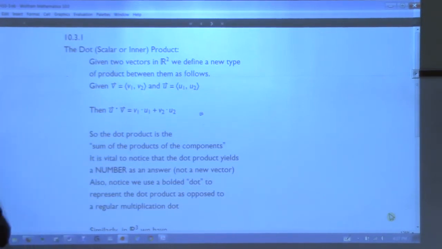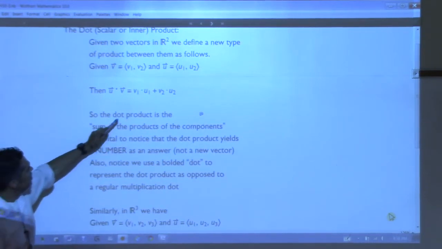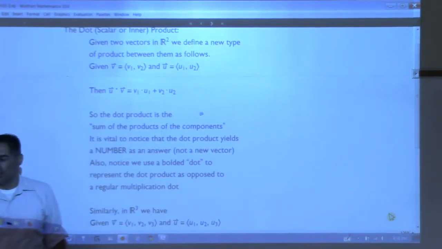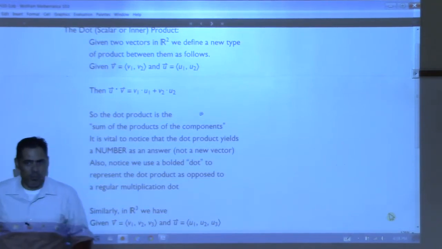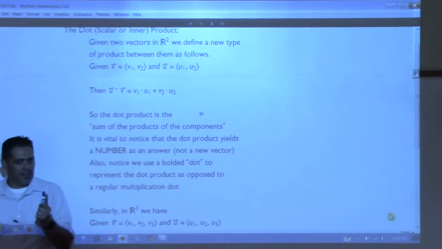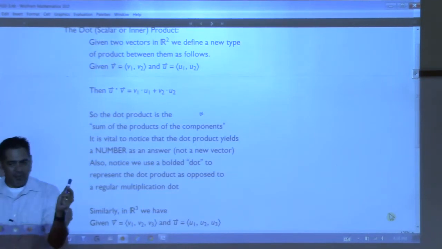So in actual mechanics, the dot product is super straightforward, right? Sum of the products of components. The important thing is that your answer is a number. Now this is weird, and this should bother you a little bit, because this is one of the first times in math that this ever happens. If I tell you do 4 times 7, you get 28, right? Number times a number, you get a number.